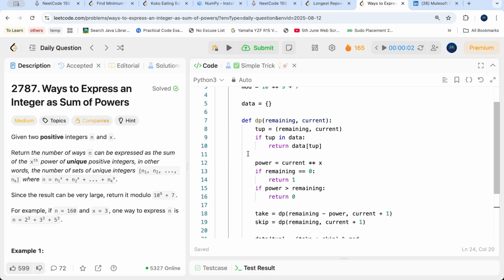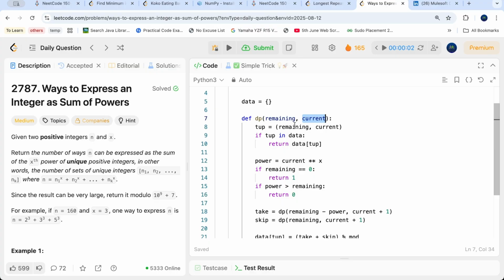Now in my DP function I have two variables, remaining and current. First of all, I'm creating a tuple of these values because at some point I might want to calculate the same value of remaining and current. That is, the DP function will be called with the same value of remaining and the same value of current multiple times. For bigger numbers, this recursion tree can have the same requirements. So we are not going to solve the same subproblem. We are going to store it in a data dictionary. So we have a tuple which is remaining comma current, our input, and if this tuple is already in the data, we can directly return its value. But initially we are not going to have it.